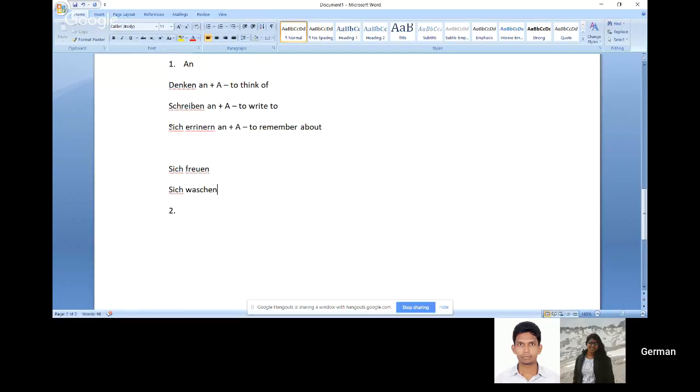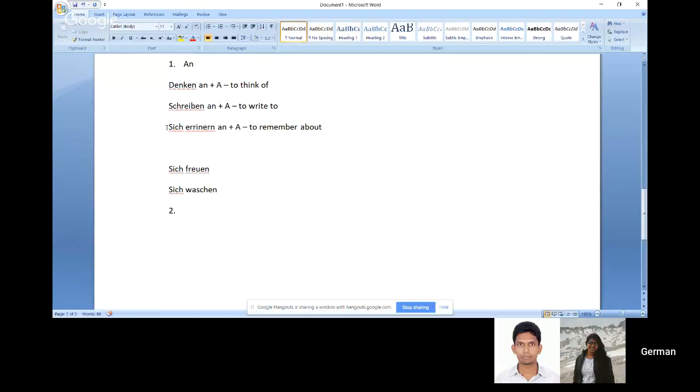You can use "erinnern" also. "Erinnern" only makes it a normal verb. But when you're using "erinnern" with "sich", it makes it a reflexive verb. And it means that whatever "erinnern" is doing, it is doing it to itself. "Erinnern" means to remember. So "sich erinnern" means to remember oneself, whatever the pronoun or noun you're associating it with.